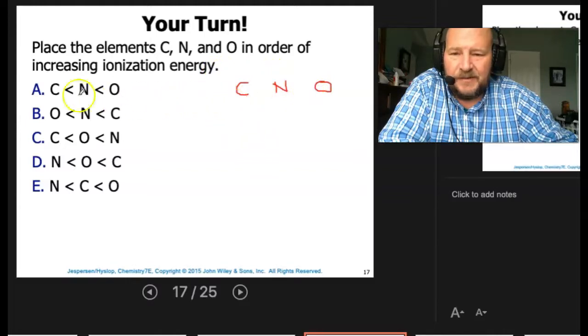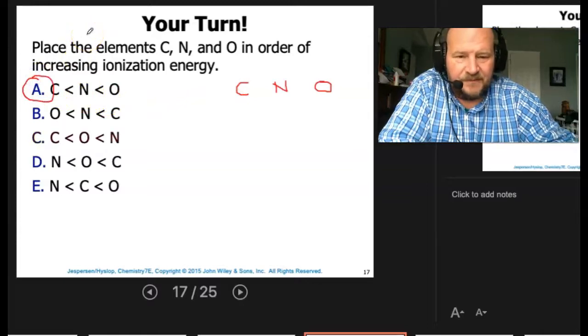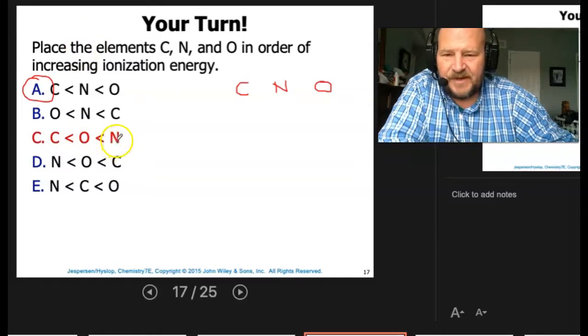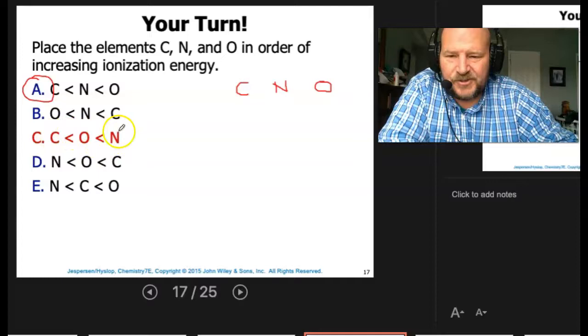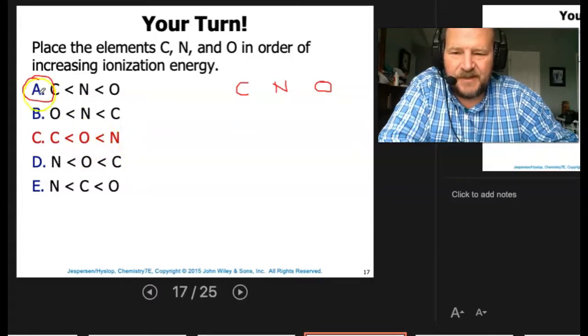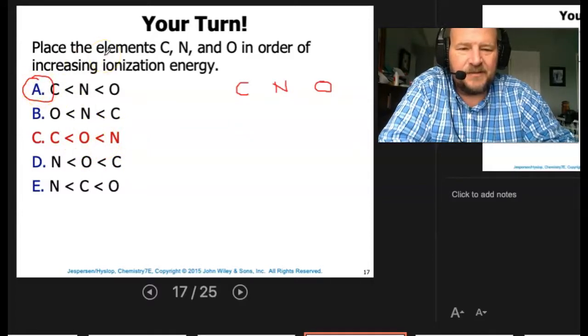All right, good. So I would expect you to have picked A. The textbook, however, is telling us it's going to be C. And I don't know why they've got oxygen in front of nitrogen there for ionization energy. It should be more difficult to pull an electron from carbon, then nitrogen, then oxygen. But they're saying it's this way. I would say it's going to be A, though. That's what I would expect on an exam.